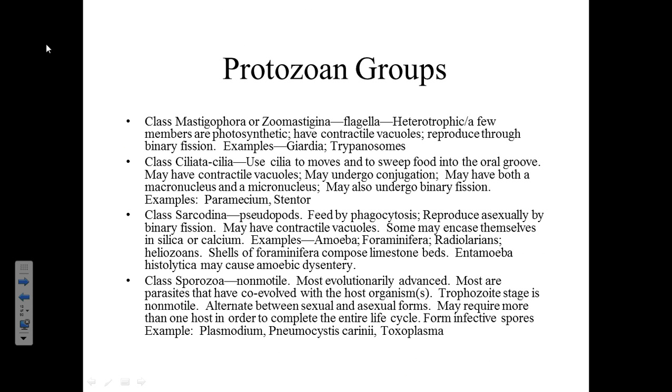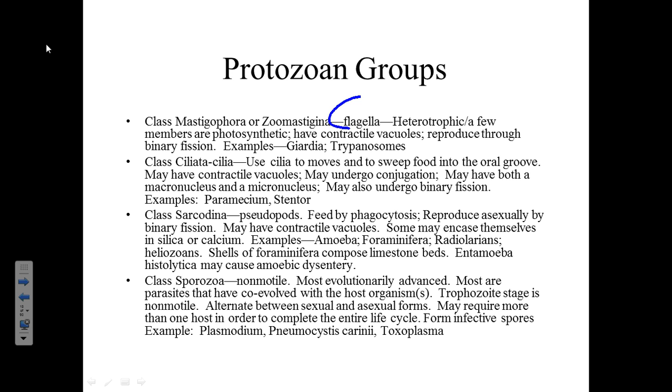This is probably the last slide we'll look at today other than a couple of pictures. I know there's a lot of words on here. Typically don't like to do that. We're going to try to look at these 4 groups of protozoans real quick. Remember we said they're classified based on how they move.